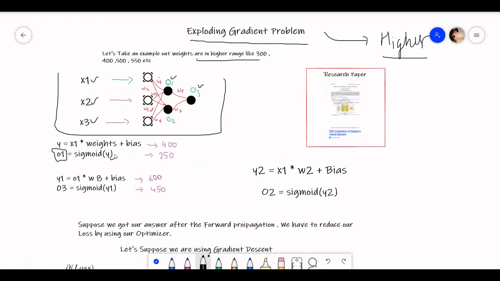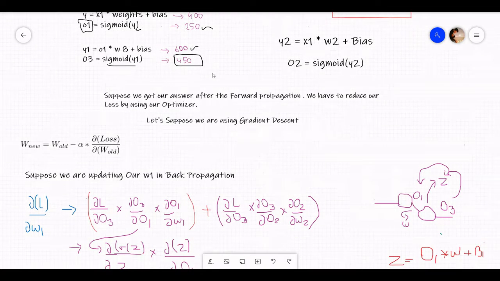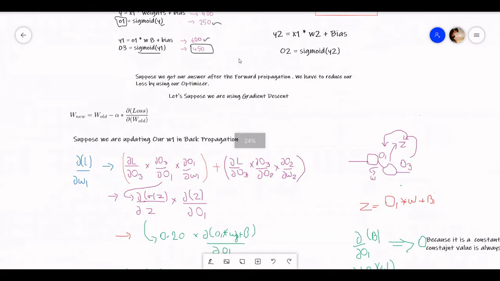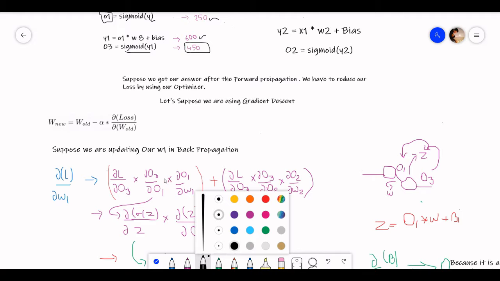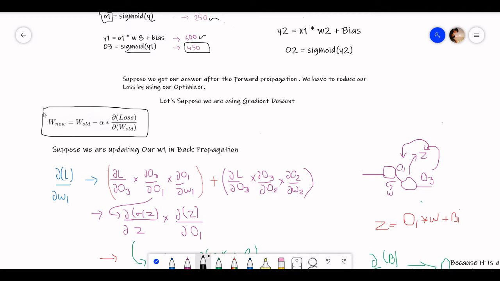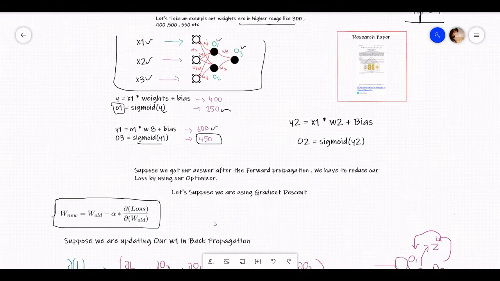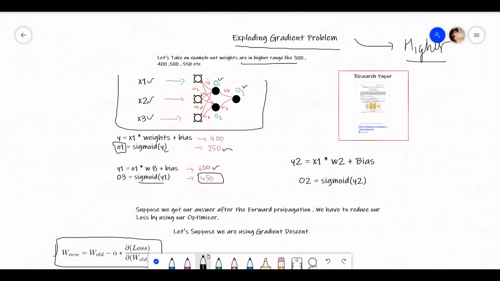After applying the sigmoid activation function, suppose we get 250, and suppose in our O3 we are getting an answer of 450 after applying the sigmoid activation function of y1, and y1 value is 600. So suppose we got our answer after the first propagation. Now we have to reduce the loss by using our optimizer. For that we will use this formula. Suppose we are updating our weights in the back propagation. Now we have to update W1 also.